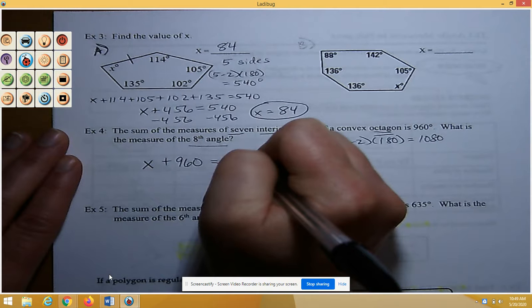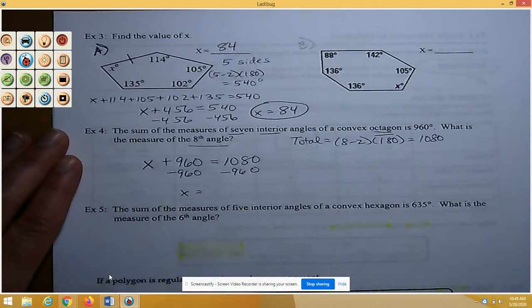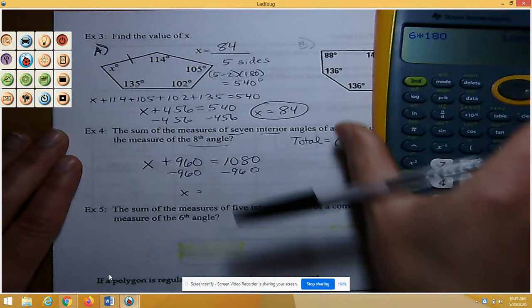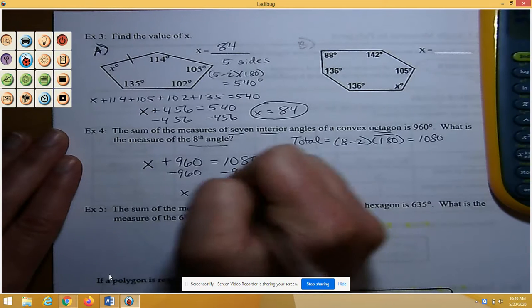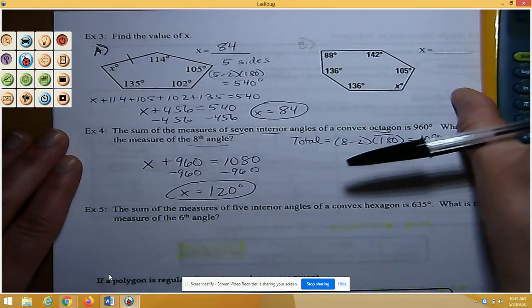I'm going to subtract 960. And when I do that out, I'm going to get 120 degrees. And again, that's an angle that makes sense to me. One interior angle certainly could be 120 degrees. All right, let's jump down to our next formula.